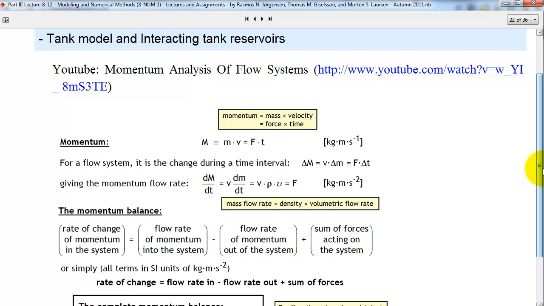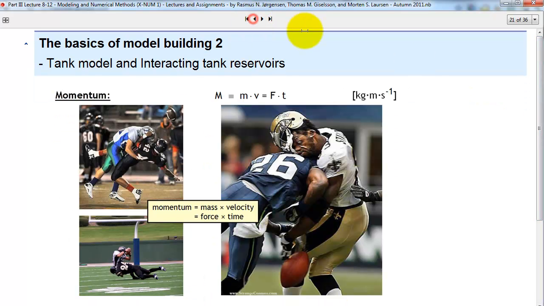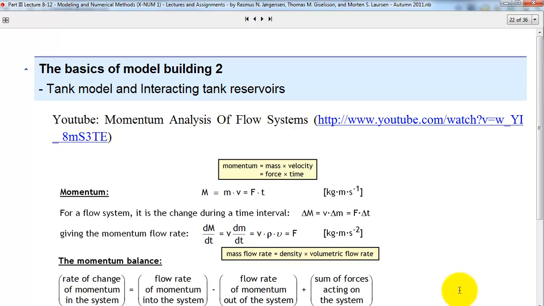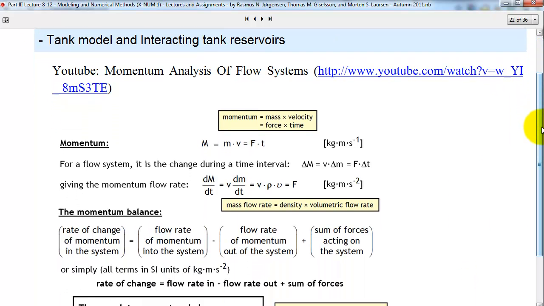If you just want to have a kind of introduction to, I think I had that one on the previous slide, Khan Academy has a nice little introduction to what momentum is within physics. And then back to the track again.